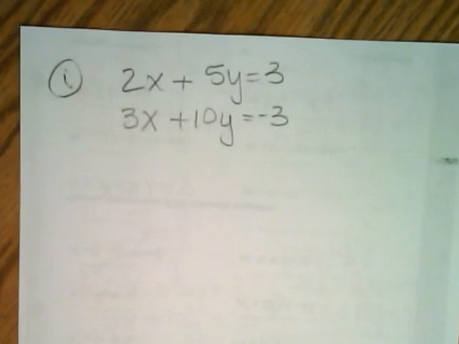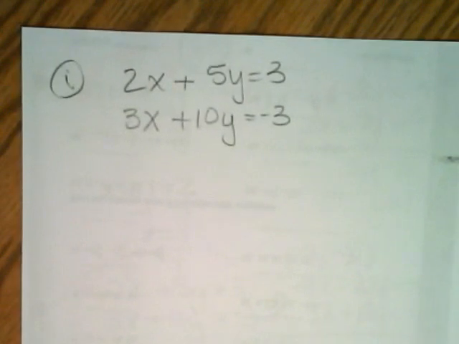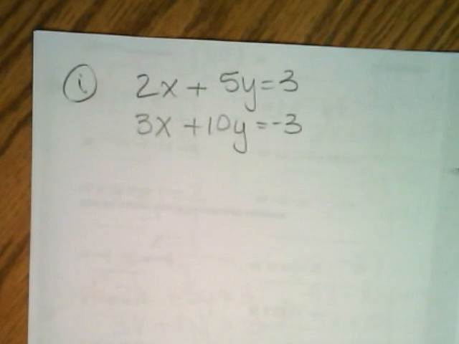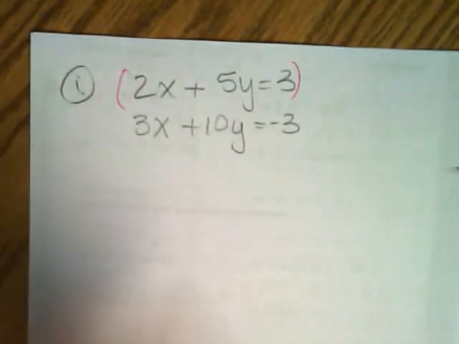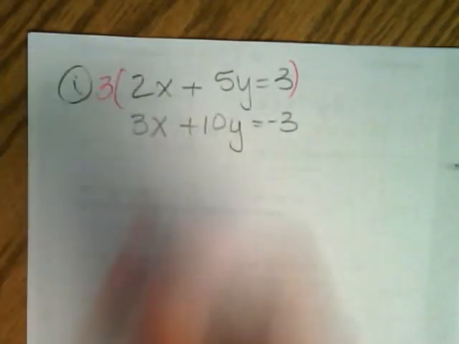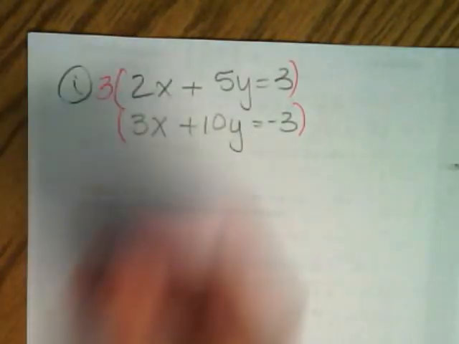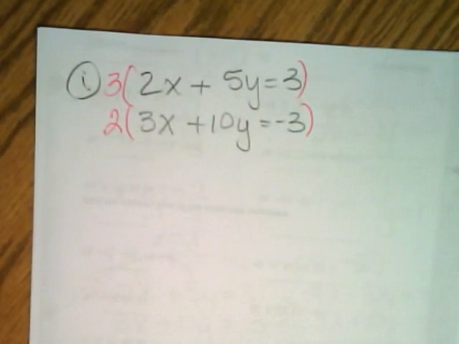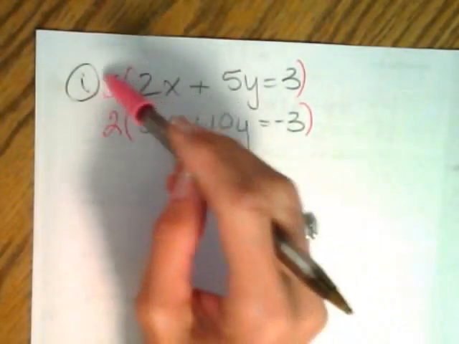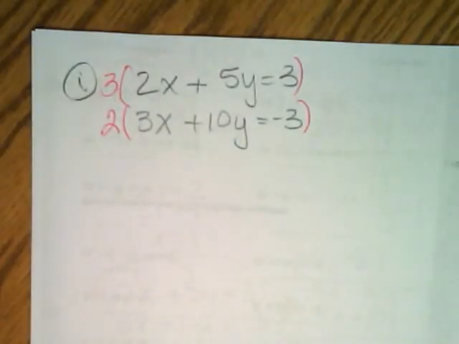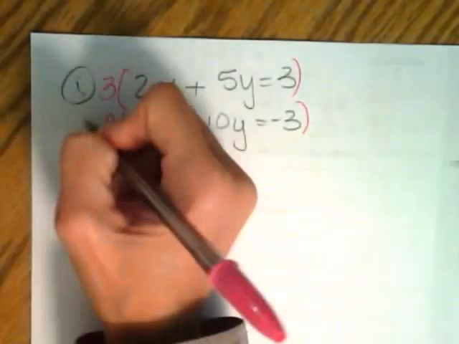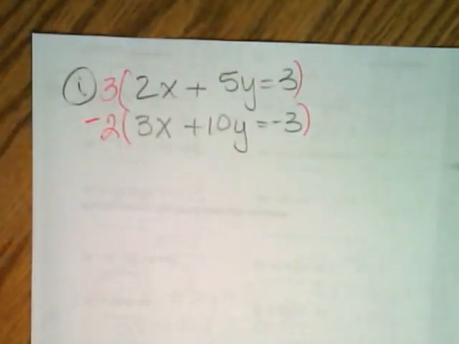I look for the least common multiple of the two. If I have a 2 and a 3, I know the least common multiple is 6. So what do I have to multiply the 2 by to get 6? 3. What do I have to multiply the 3 by to get 6? 2. Now, let's do this in one quick step. If I multiply this by 3 and this by 2, I get a 6. But remember, one has to be negative. So choose one to be negative, and it doesn't matter.